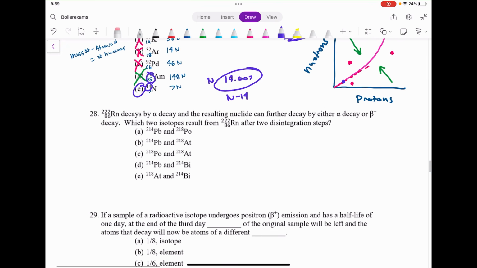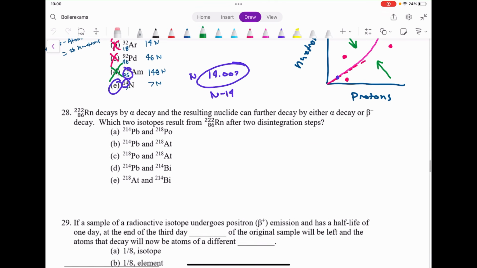28. What is Rn? Let me look at this. Radon? No. Okay. Radon-222 decays by alpha decay, and the resulting nuclide can further decay by either alpha decay or beta minus decay. Which two isotopes result from radon-222 after 2 disintegration steps? Okay, so we have a 2-step process here, but we know the first one is always going to be the same.